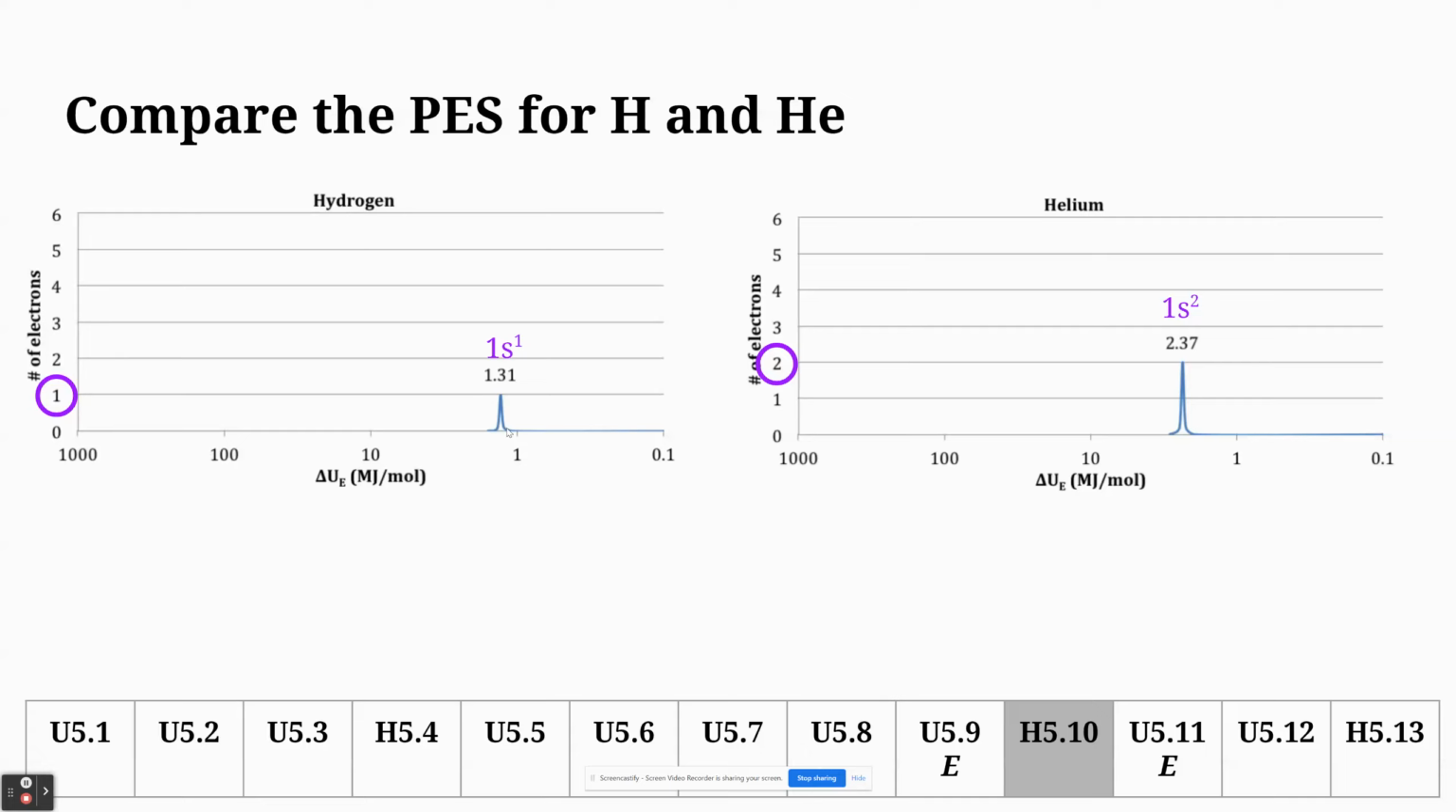So we're just counting spikes, and we'll see multiple spikes in a second here, but this first spike that shows up is the 1s orbital, and then you just look how high it goes. So hydrogen, it's going up to 1, so that's why it's 1s1, whereas helium, taller spike, just means 2 electrons.